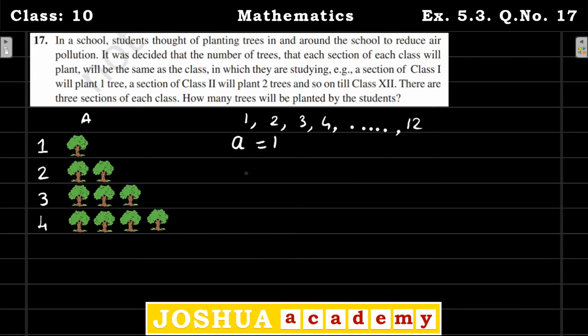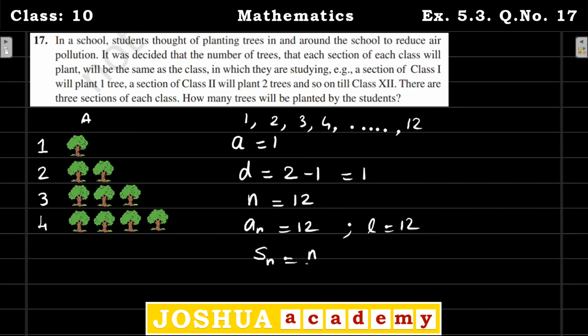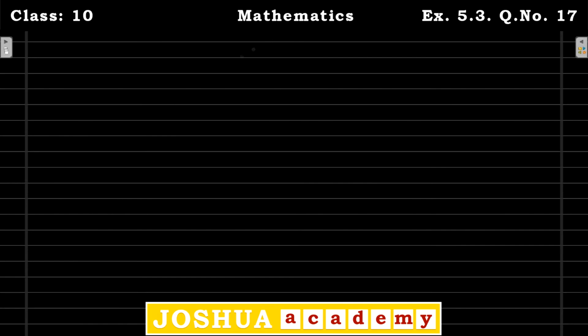So A is 1, D is equal to the second term minus the first term, that is also 1, and N is equal to 12, and a_n is equal to 12, or we can call it by another name, L is equal to 12. I'm going to find the total number of trees planted by section A students. So S_n is equal to N by 2 times A plus L, the simple formula. We are going to apply it and see the effect here.